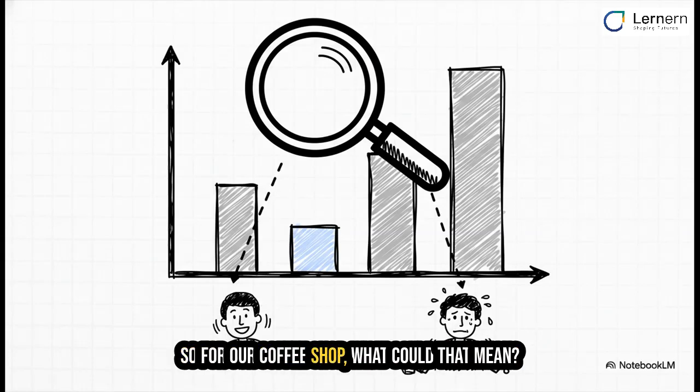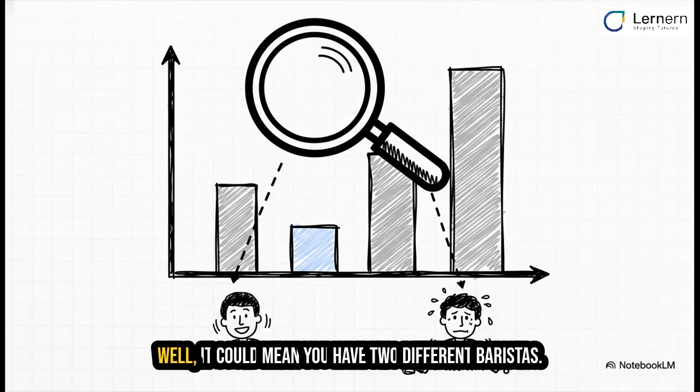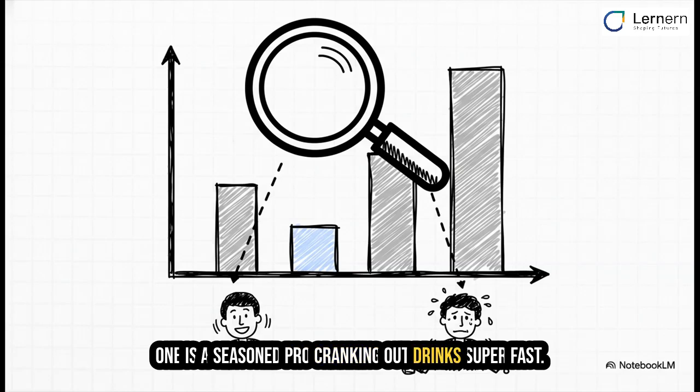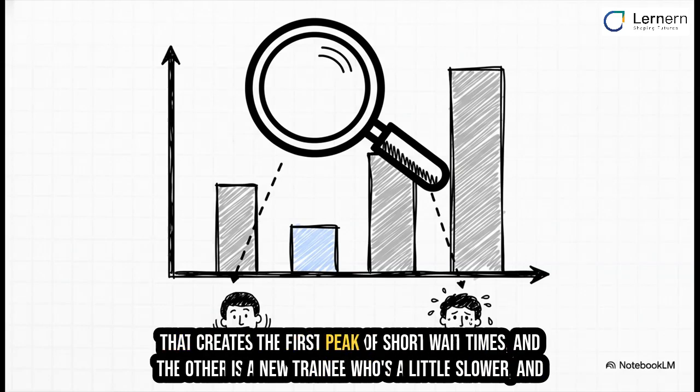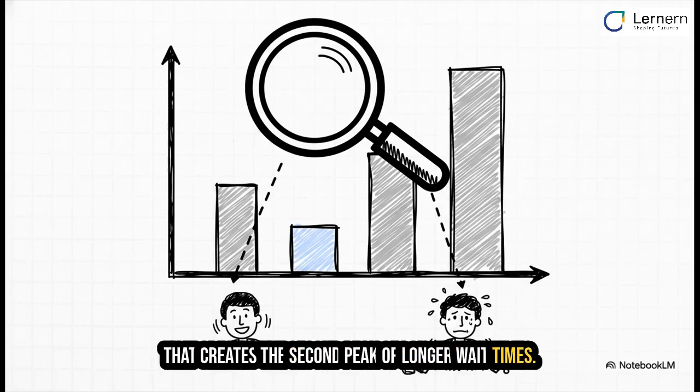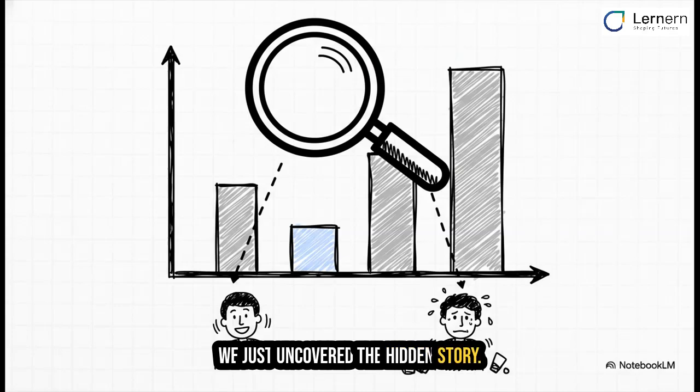So for our coffee shop, what could that mean? Well, it could mean you have 2 different baristas. One is a seasoned pro cranking out drinks super fast. That creates the first peak of short wait times. And the other is a new trainee who's a little slower, and that creates the second peak of longer wait times. We just uncovered the hidden story.